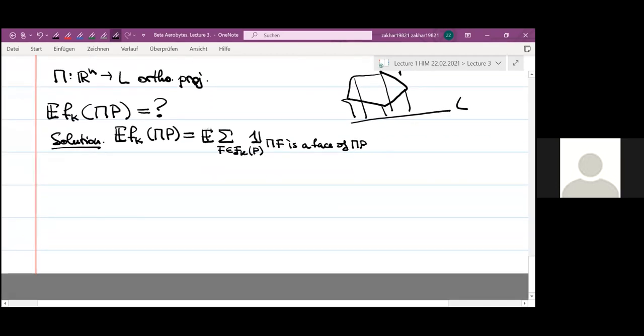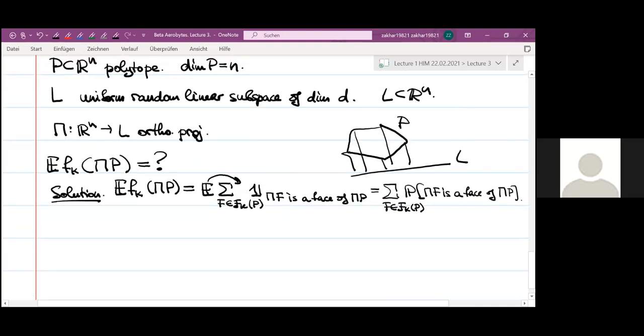Now we can interchange the expectation and the sum, and then we get here the sum over all F in F_k(P) of the probability that pi F is a face of pi P. So this is the probability that a face is preserved under projection.